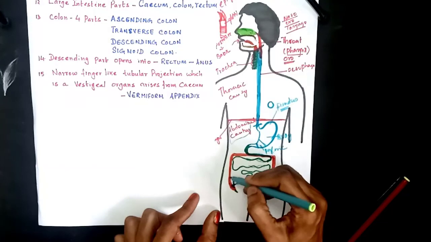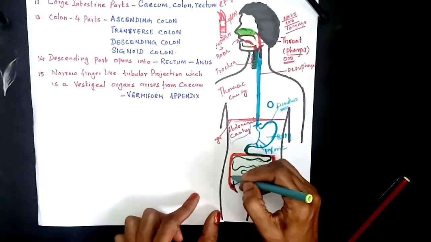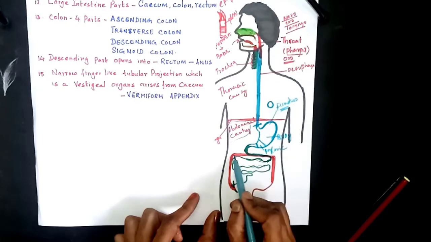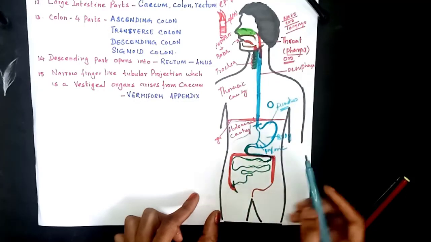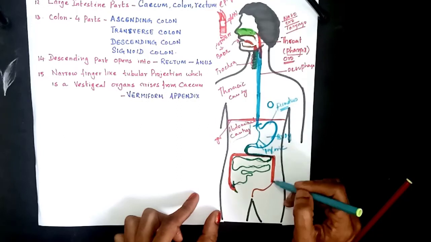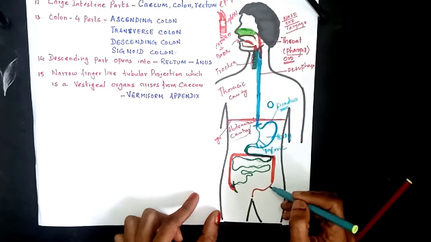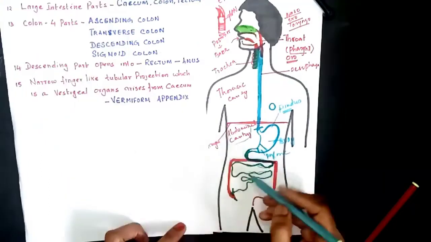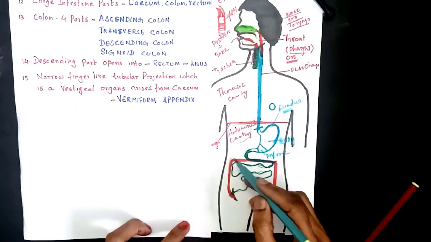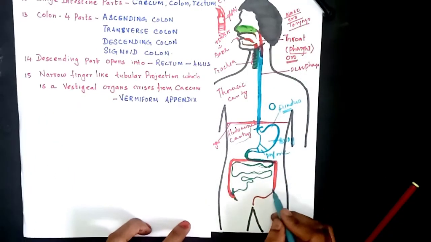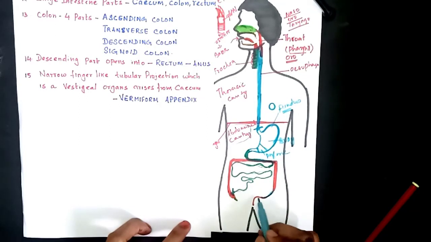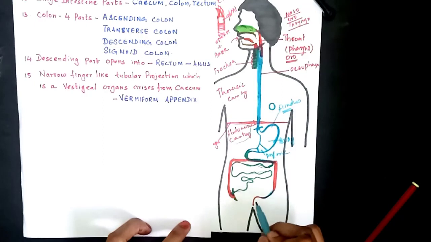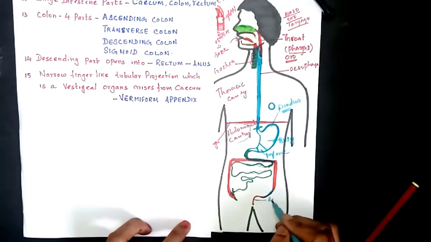From the cecum, the next part is called the colon. Ascending means which rises up, this is the ascending colon. Transverse means the horizontal portion, you call it the transverse colon. And again it descends down, this is called the descending colon. And this part is called the sigmoid colon. So the colon has four parts: ascending colon, transverse colon, descending colon and sigmoid colon. The sigmoid colon opens into the rectum. This is called the rectum.